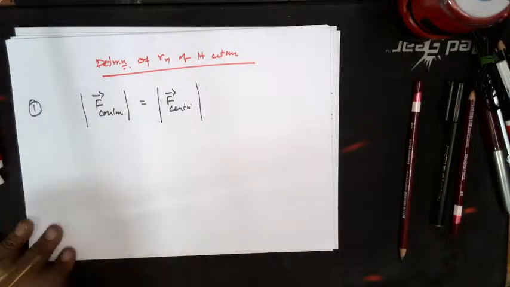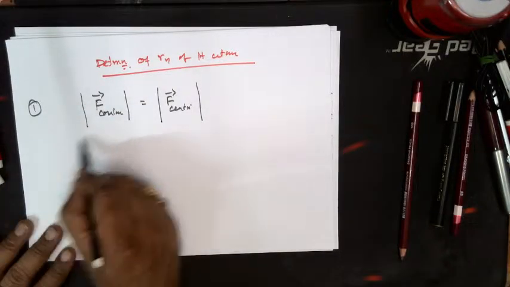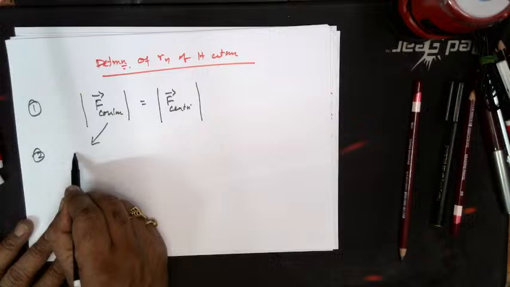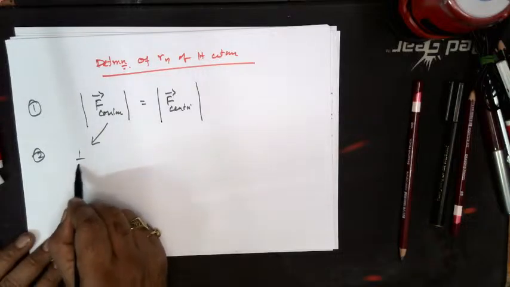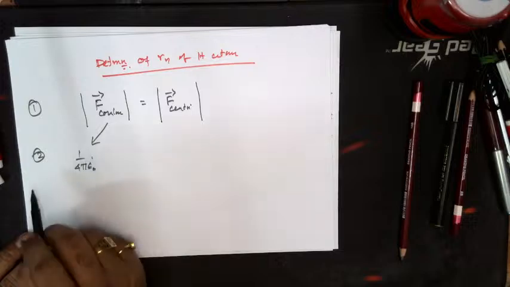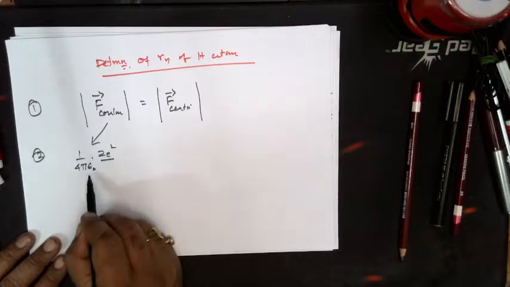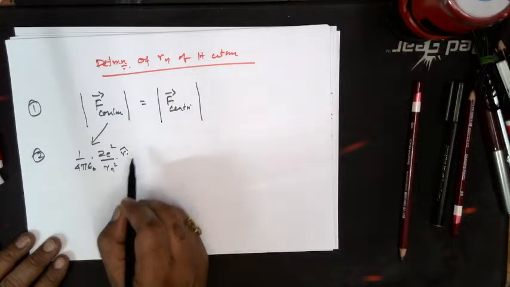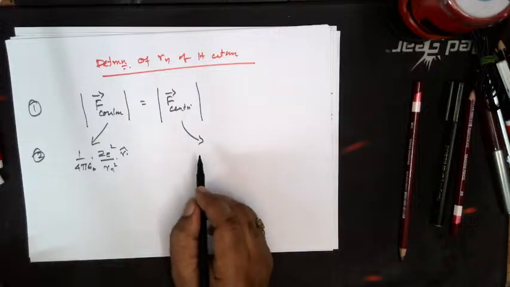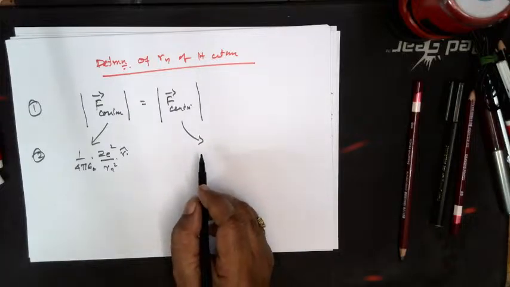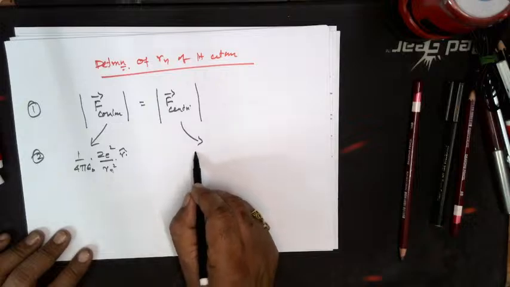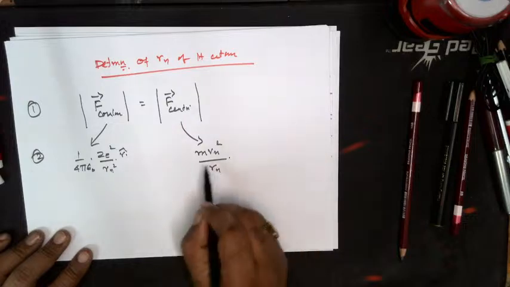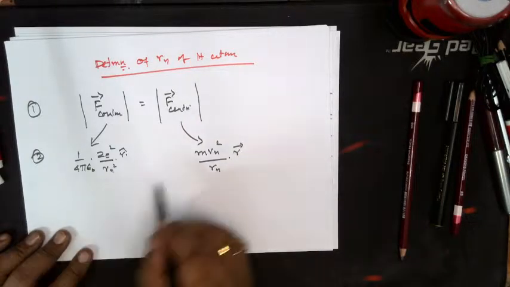Now this is the first one. You should remember this. Second, what is the equation for Coulombic force? That is equal to 1 by 4 pi epsilon naught into Z E squared divided by Rn squared into r cap. And this one is the centripetal force, that is given by m Vn squared divided by Rn into r cap. Not R vector, r cap.